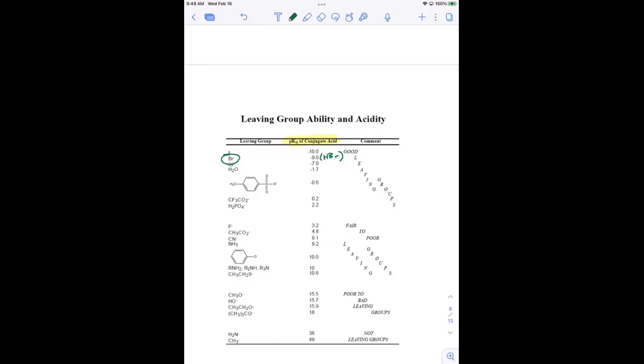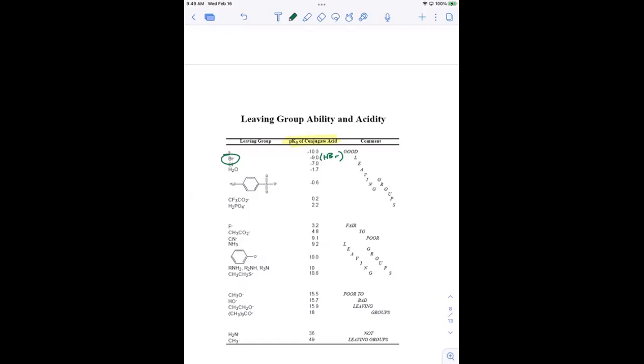Is it more stable with a negative charge or less? More stable. Exactly. So the more stable the conjugate base is, which in this case will be bromide, the lower the pKa is going to be, right? Because the proton coming off the acid comes off more rapidly, since the conjugate base you generate from losing that proton is very stable. So that's how we can use the pKa values to determine leaving group ability.